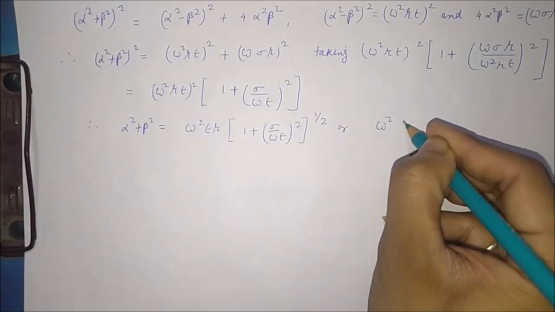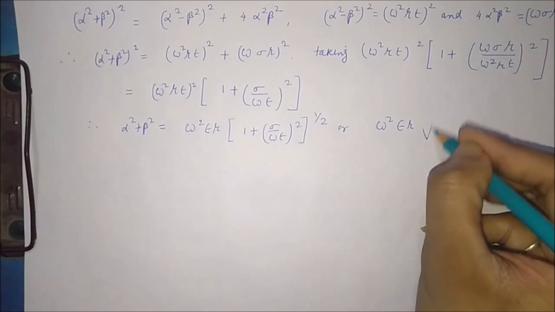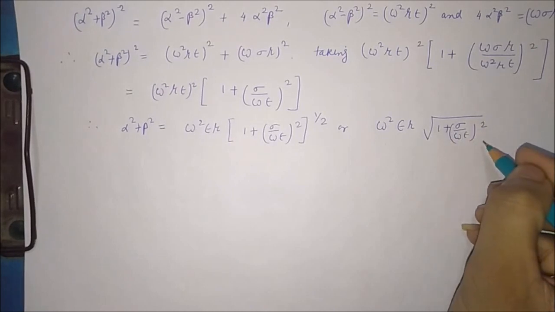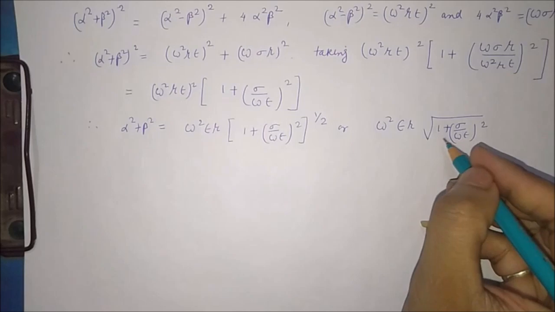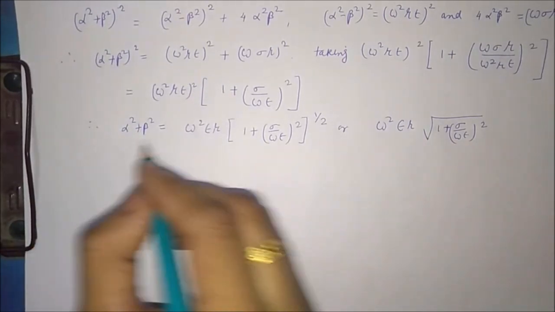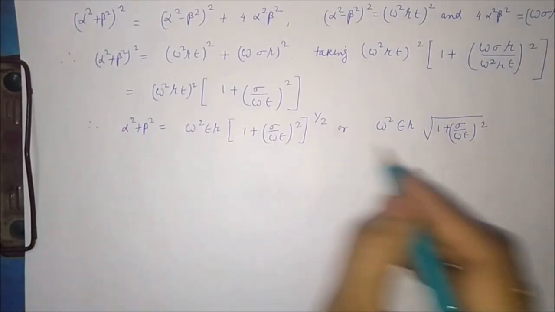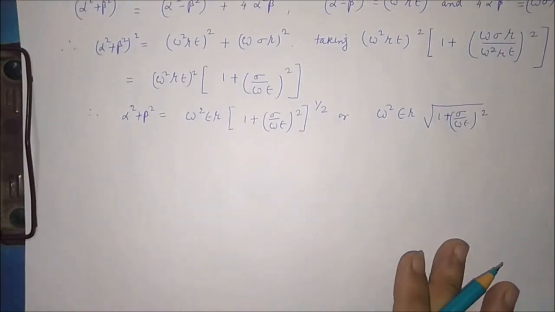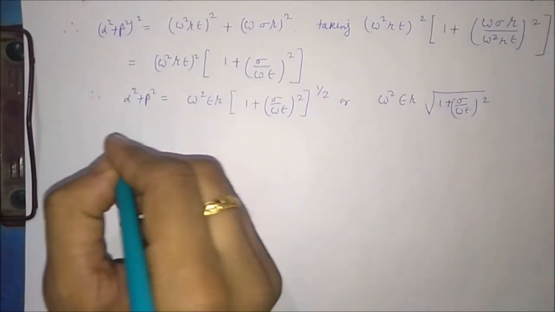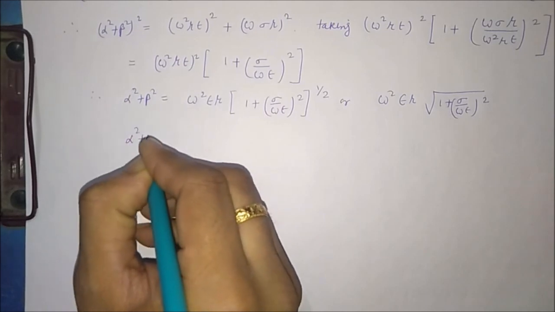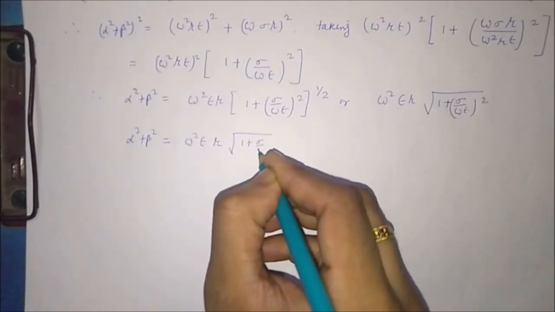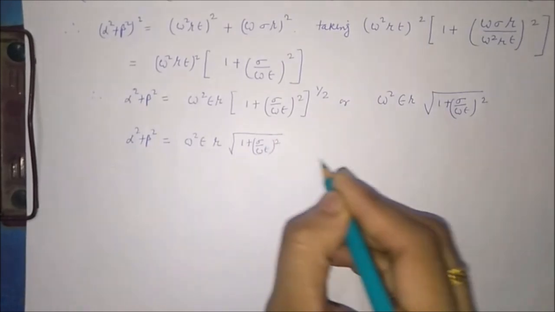or let us write it like this, omega square epsilon mu under root 1 plus (sigma by omega epsilon) whole square. Here we are not taking the negative value because it is a value which is the addition of two squared quantities. So we are omitting the negative value and we are only taking the positive value. Therefore, we managed to find out alpha square plus beta square, that is equal to omega square epsilon mu under root 1 plus (sigma by omega epsilon) whole square.